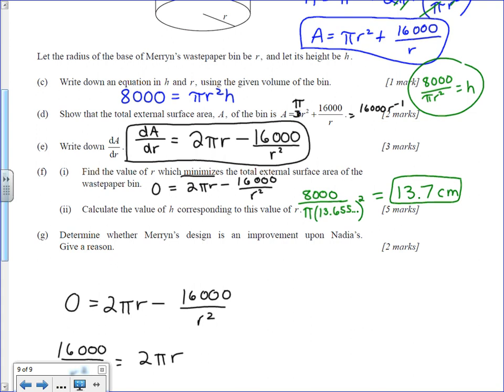All right, and then determine whether Marin's design is an improvement upon Nadia's. Give a reason. I mean, it doesn't really have a clear answer in the answer book, but as long as your reasoning makes sense with your answers, you're going to get follow-through marks here for having a reason that's backed up by your math. For us, the answers that we just got, yeah, this is an improvement. The radius and height are closer in length. So now it's not like too tall or too narrow, because the height matches the radius pretty well. So you've got a nice wide, round, cylindrical trash container. Okay, and that is it.